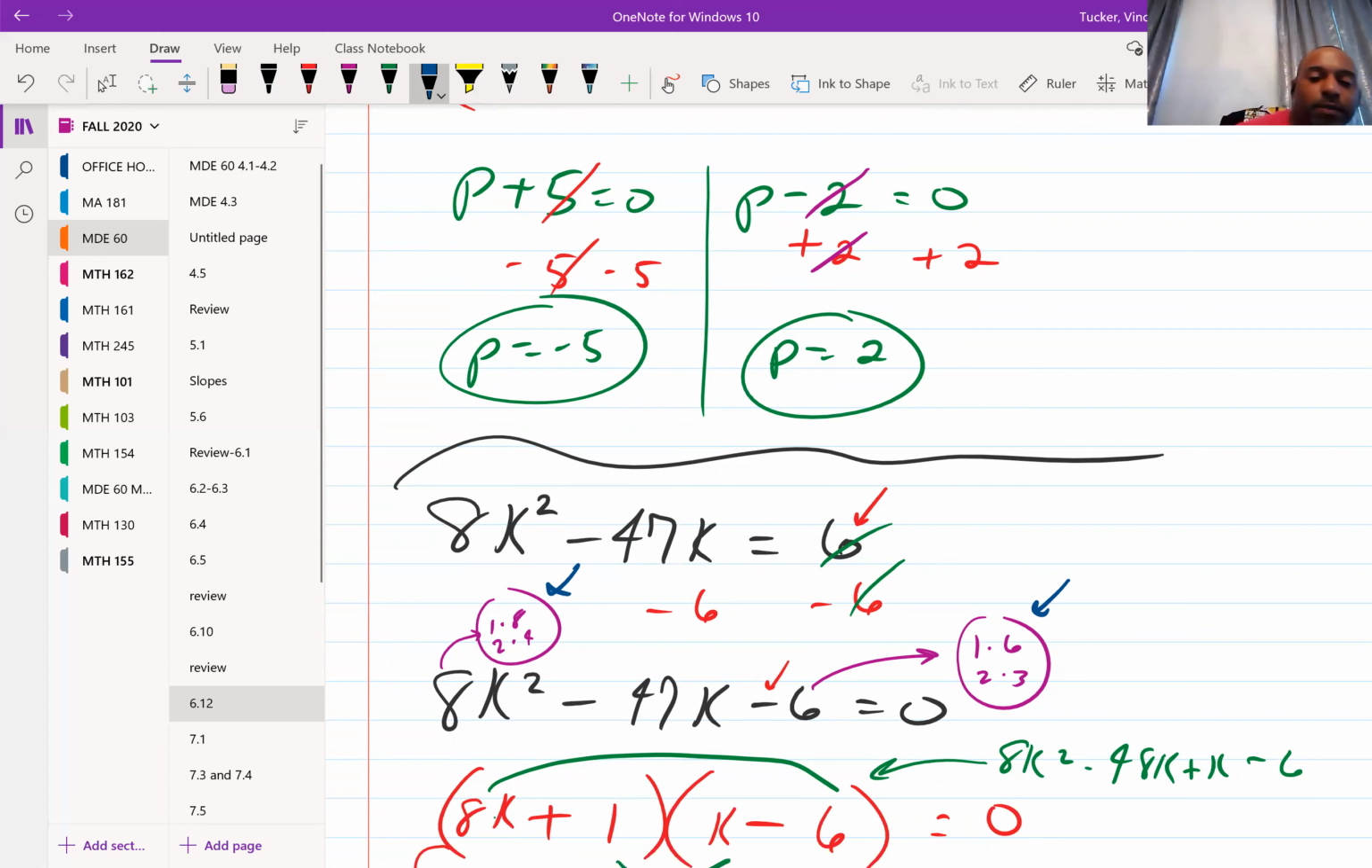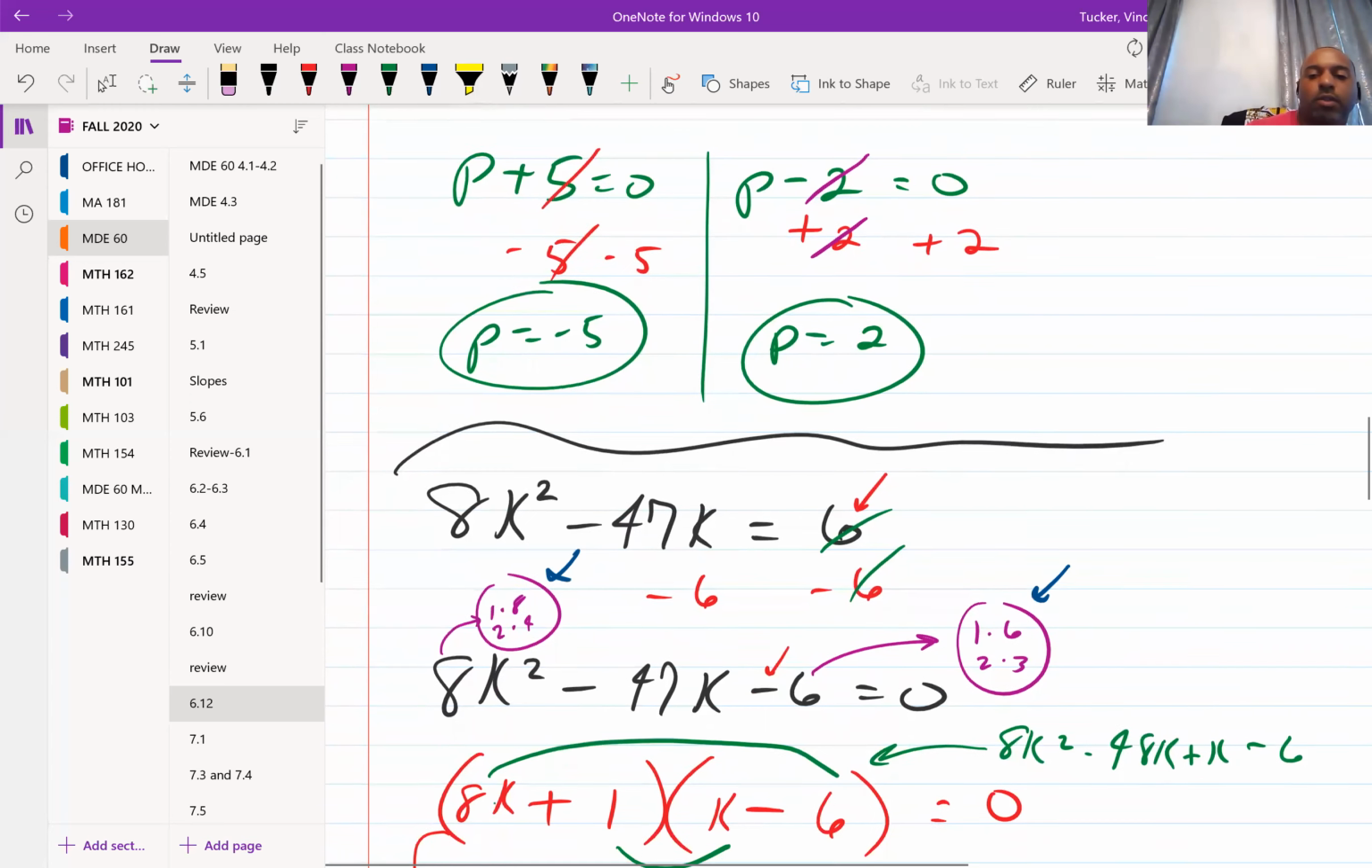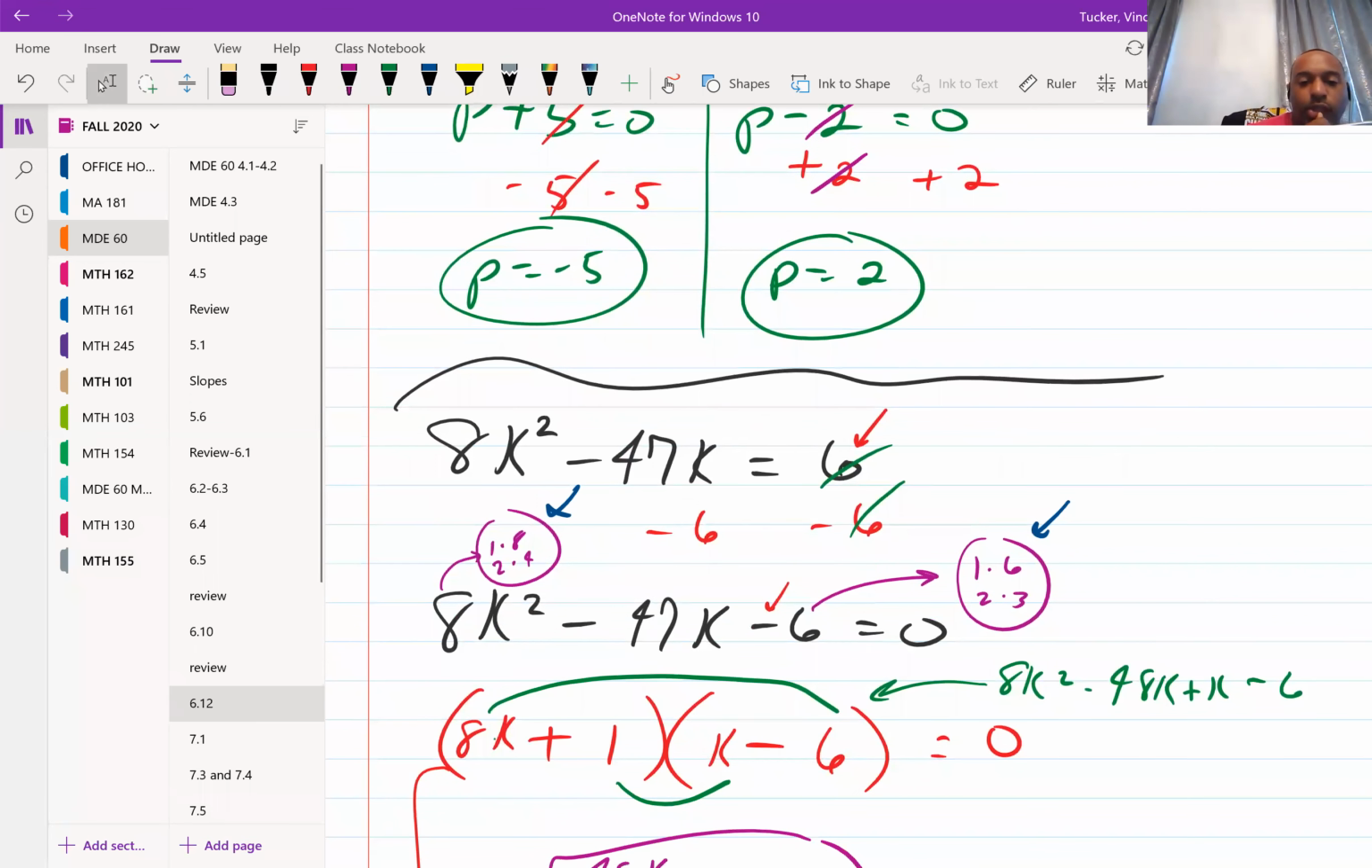So we know we have to have different signs. And we also want to get 47 in the middle. So the easiest way or the closest way for us to get 47 is to do 8 times 6, and then that puts our ones in the middle. So it's just a way of looking at it.